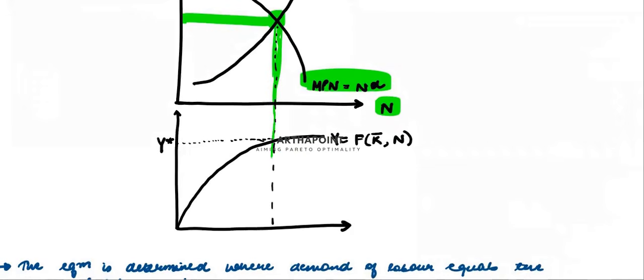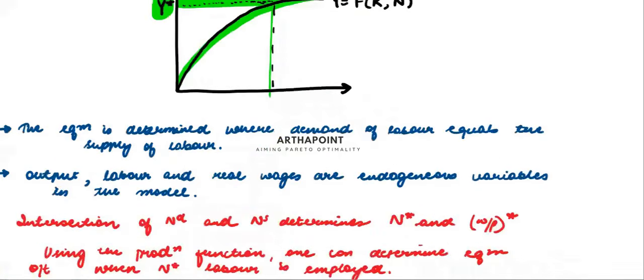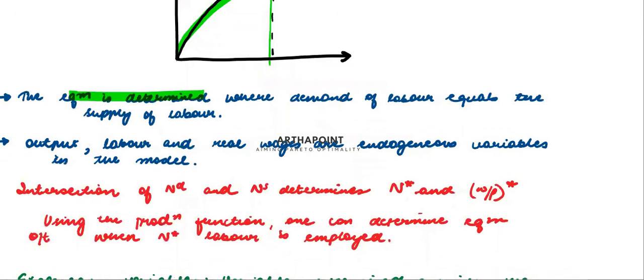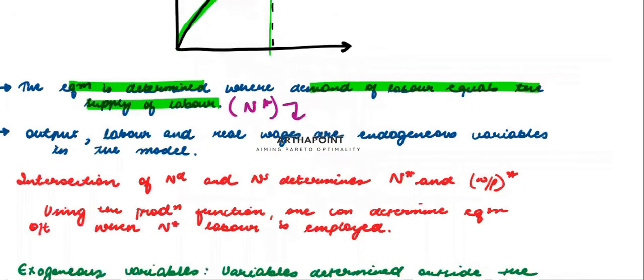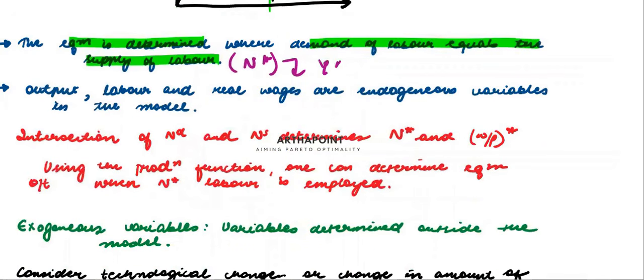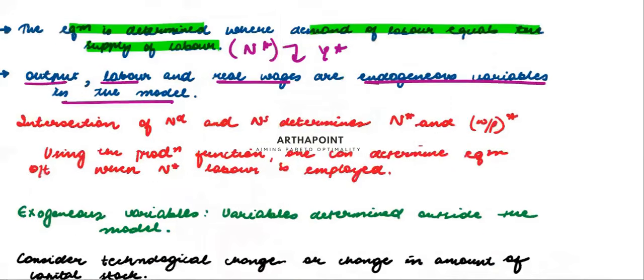Now I take this labor down to my production function and I get the equilibrium amount of output. So the equilibrium is determined where demand of labor is equal to supply of labor. Once I know my equilibrium labor, I take it to the production function and I determine the amount of output. Output, labor, real wages are endogenous variables in the model.